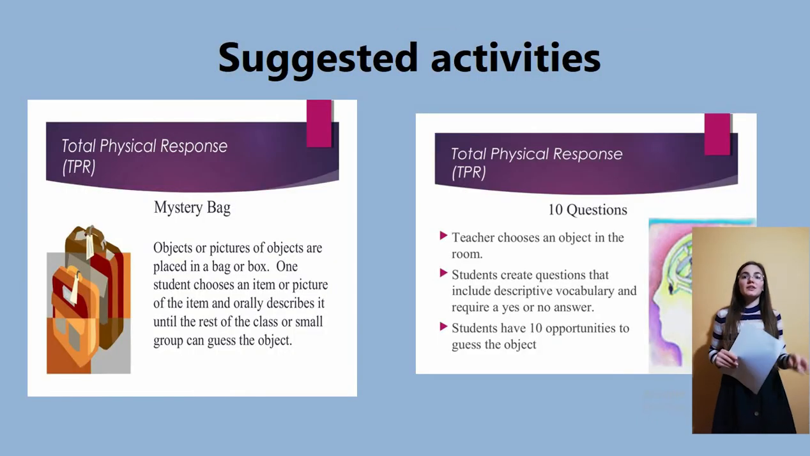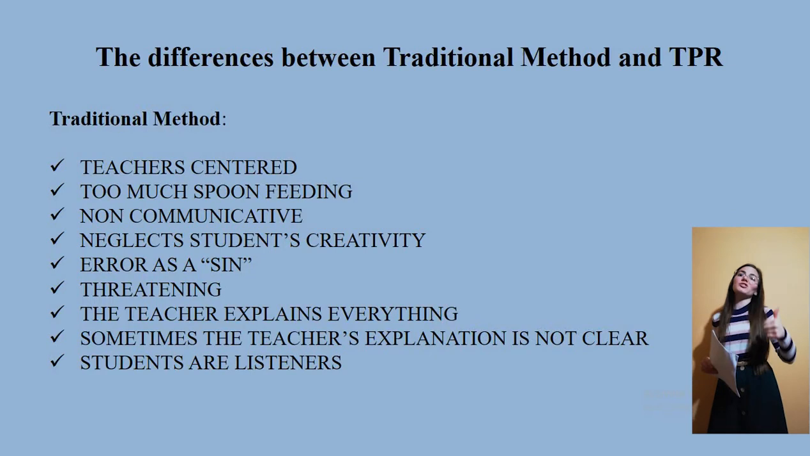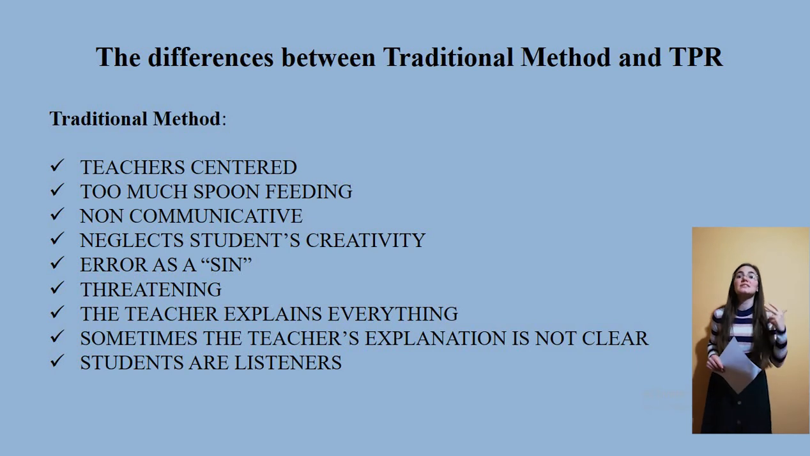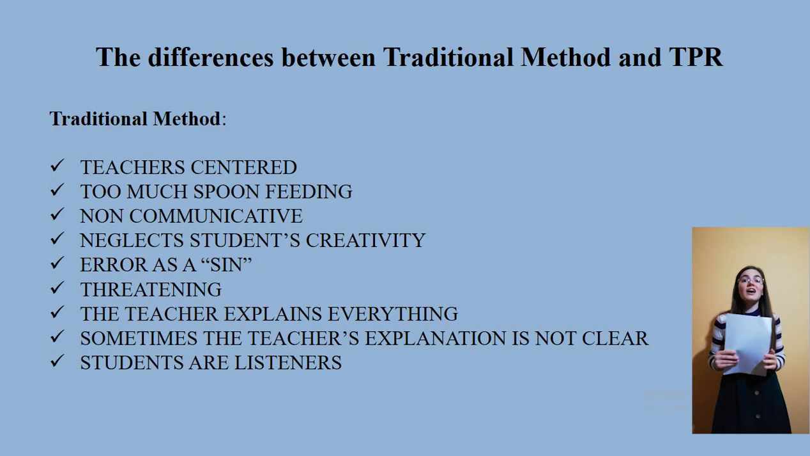Traditional method. In traditional method, teachers are centered. There is too much spoon feeding. Non-communicative method neglects students' creativity. Error as a sin. Threatening, the teacher explains everything. Sometimes the teacher's explanation is not clear and students are just listeners.